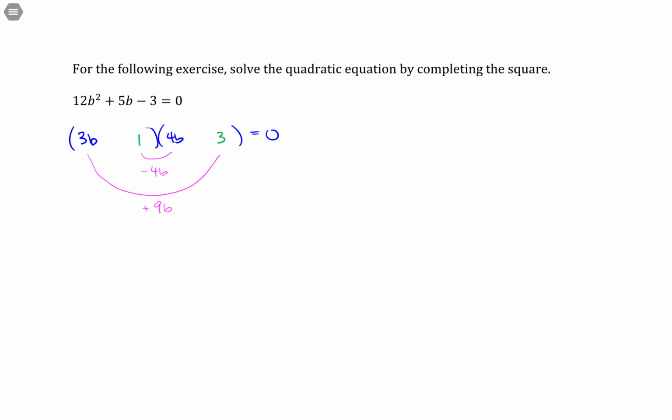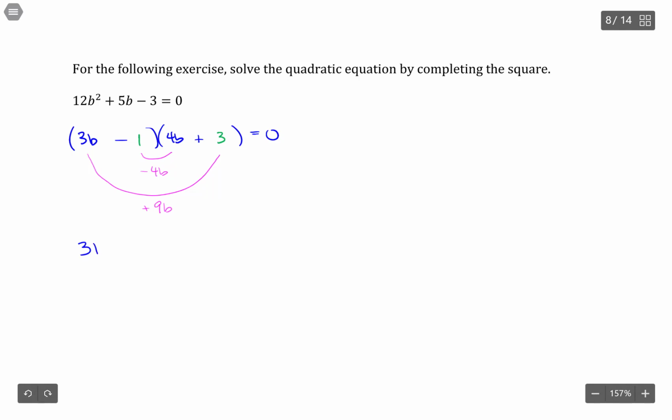If these two need to be positive, I need a plus here. If this needs to be negative, I need a minus there. So 3b times 4b is, of course, 12b squared. Negative 1 times positive 3 gives me negative 3, and then I know that these two added up because I set those up here. Great, so I already have the factors.